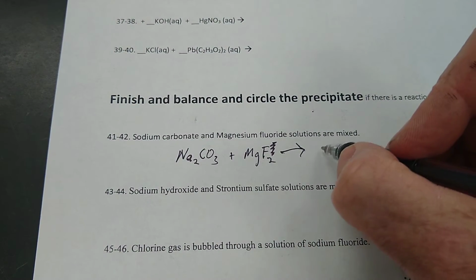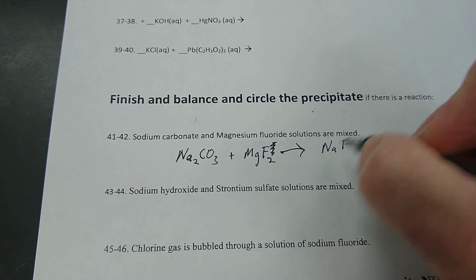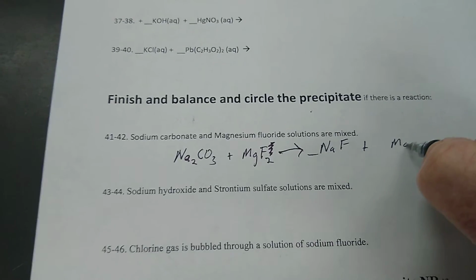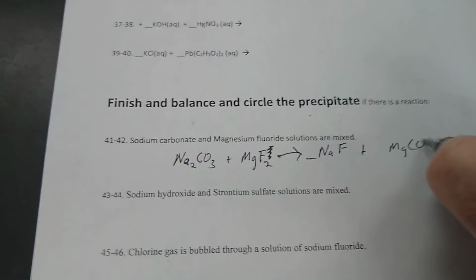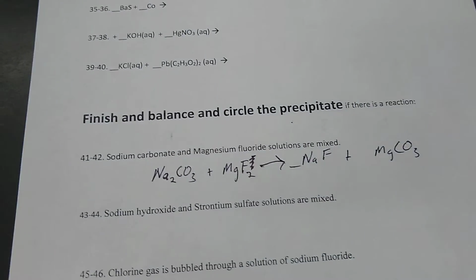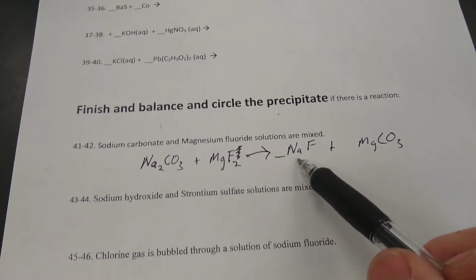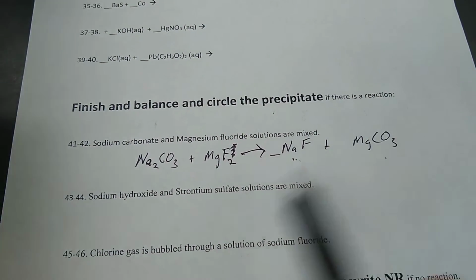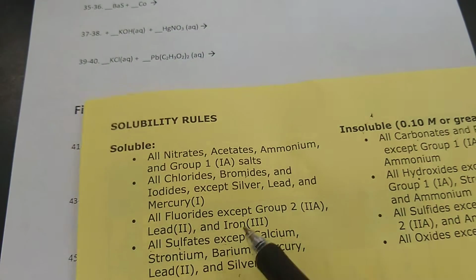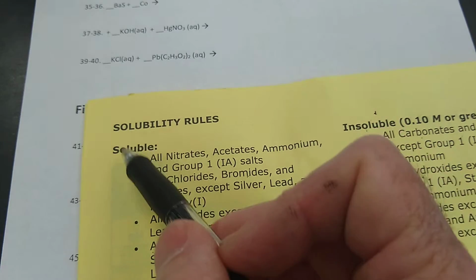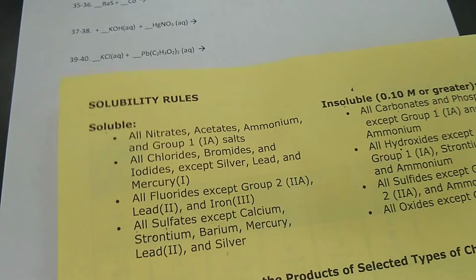Let's switch partners. Now we would have sodium with fluoride, and that's the formula for that. And now we'd have magnesium with carbonate. Oh, my pen is hitting the thing. That's funny. All right, so at this point we need to say, hey, are either of these a precipitate? Sodium fluoride we'll look up on page 6. All fluorides, and there's no exception, so yeah, it's soluble.